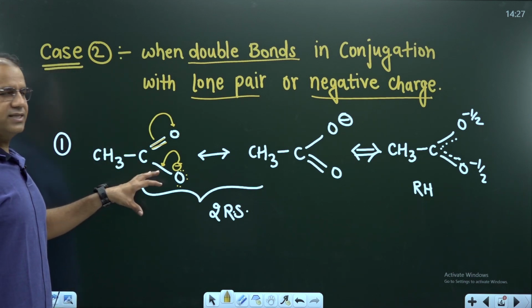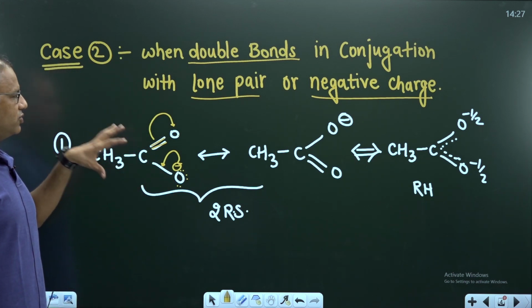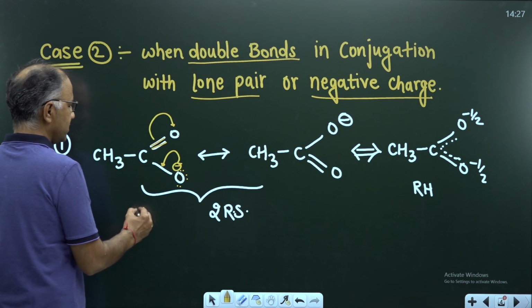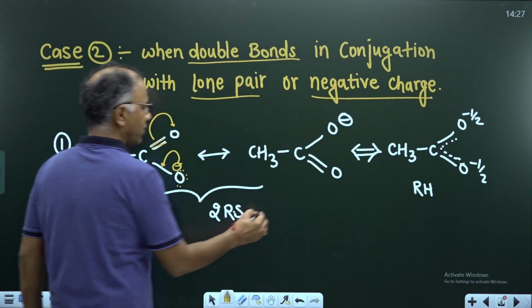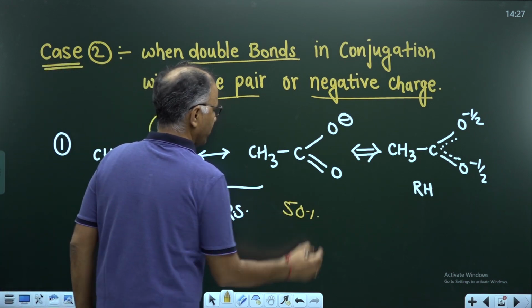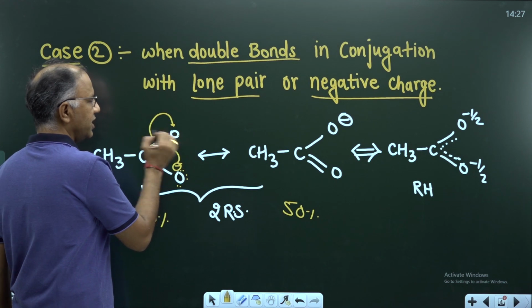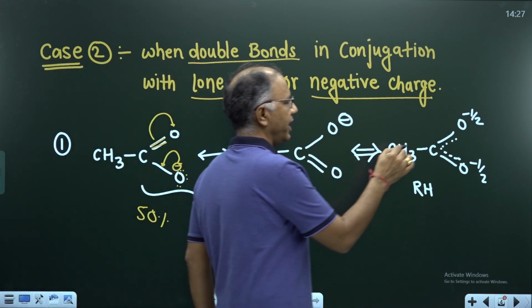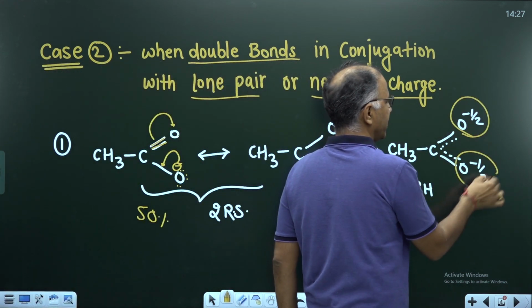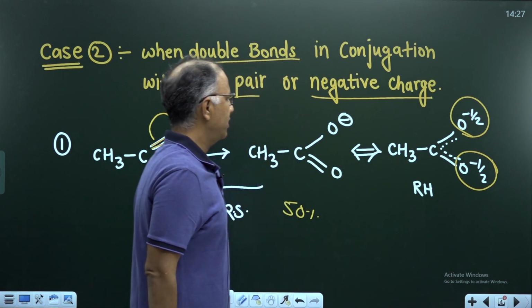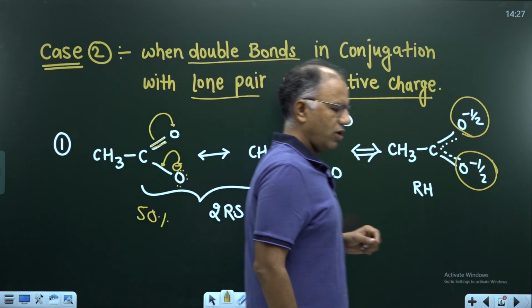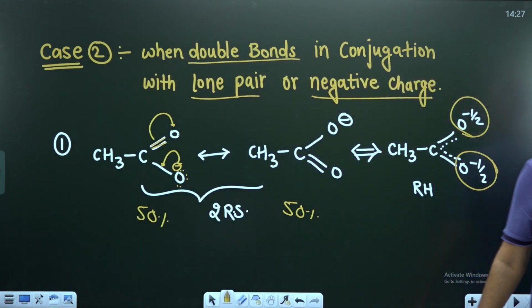And what is the stability of these RS? They are exactly the same, they are duplicates, or you can say they are twins. So they are duplicates, meaning 50% contribution, 50% contribution. So what is the charge in the resonance hybrid? The resonance hybrid has minus half charge, minus half charge. Got it? So draw these two resonating structures along with the resonance hybrid.